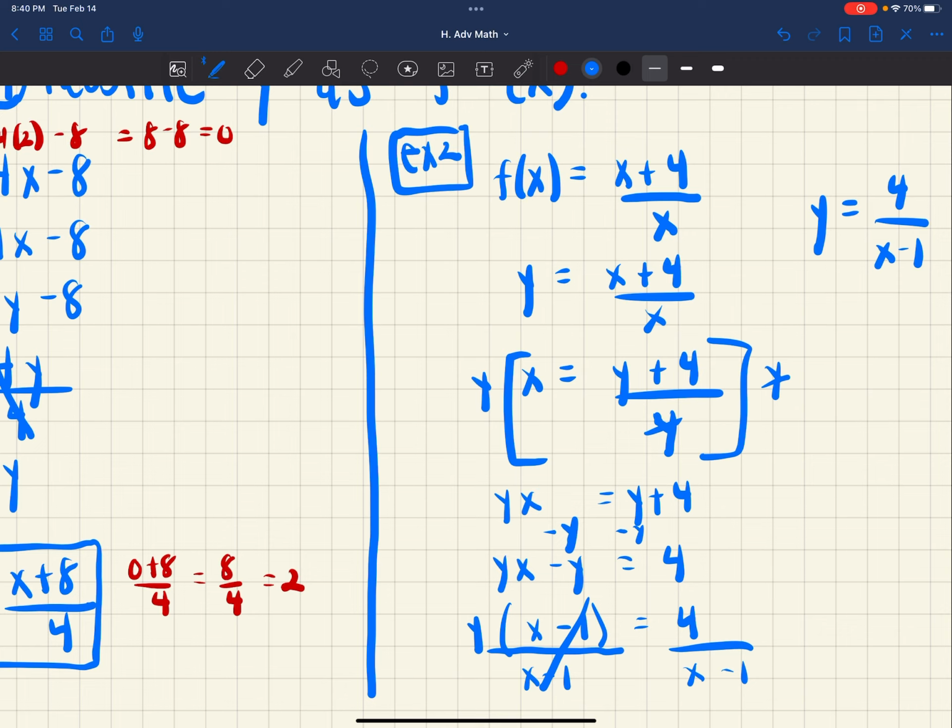And 4 over (x minus 1) can no longer be simplified. You've now solved this equation for y, so you can rewrite it in function notation.